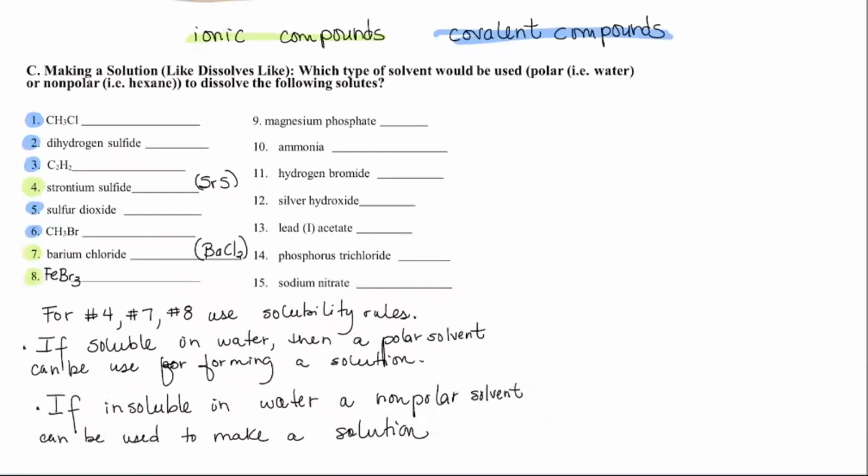So when it comes to this question, since strontium sulfide is not soluble in water, in order to make a solution, it needs a non-polar solvent. I'm just putting NP for non-polar and P for polar because of space. Barium chloride and iron 3 bromide, because they are soluble in water, if I want to make a solution, then I need a polar solvent. Remember that the goal here is what solvent do I need to make a solution? For number 1, 2, 3, 5, and 6, because they are covalent compounds, I need to do the Lewis structure for them.